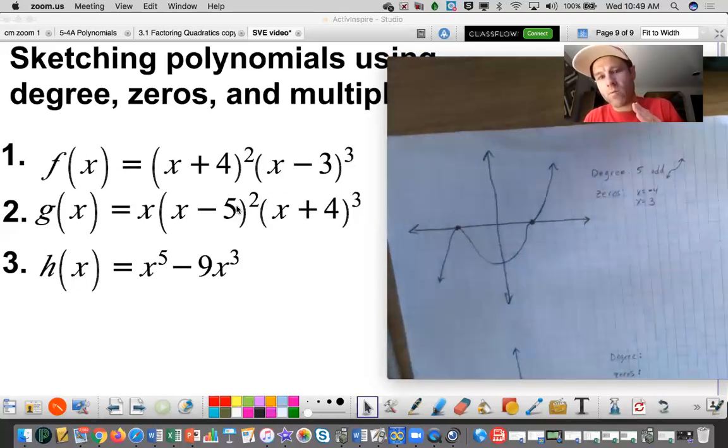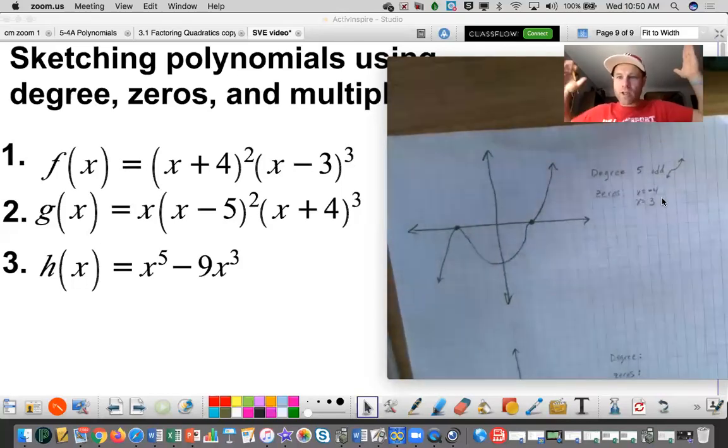But when you have an even multiplicity, it's going to bounce off from whichever side of the x-axis that it is coming from. So getting the idea of the total degree, the zeros, and knowing on each side where it's going to go, after the 0, tells you a little bit about this graph.